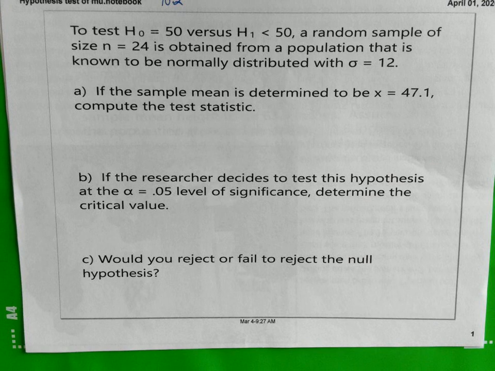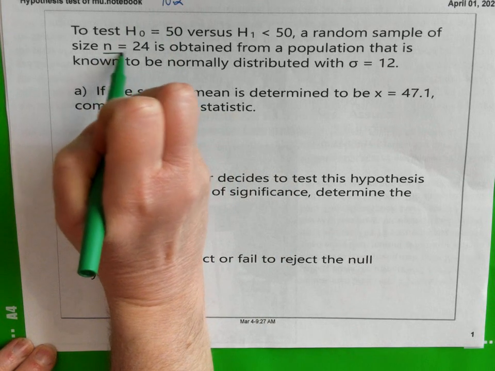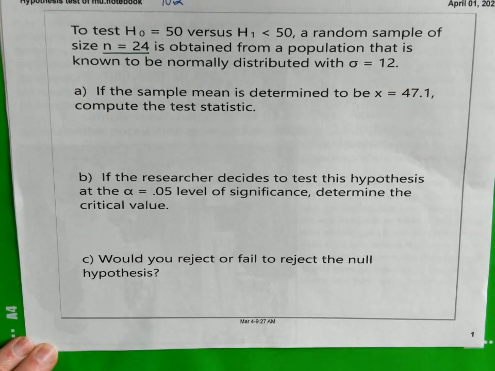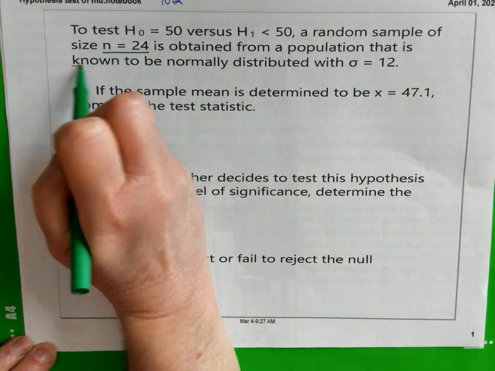Okay, so I want to show you how the classical method works. Since we just went through the video of the slides, let's talk about how this works. So here we have our first one. To test the claim that H sub 0 equals 50 versus H sub 1 is less than 50, a random sample of size 24 is obtained from a population that is known to be normally distributed. My n is less than 30, so I have to know this to be true.